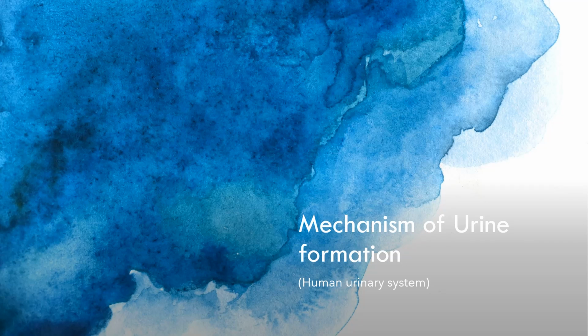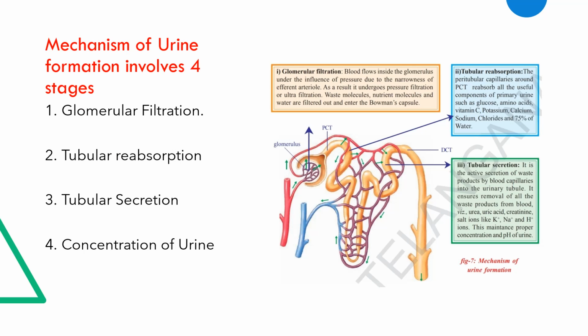Mechanism of urine formation. It is a part of the human urinary system. This urine formation involves four stages. Number one, glomerular filtration. Two, tubular reabsorption. Three, tubular secretion. Four, concentration of urine.